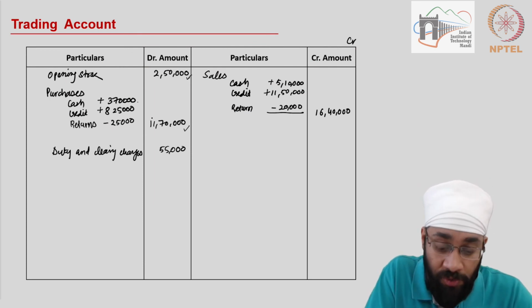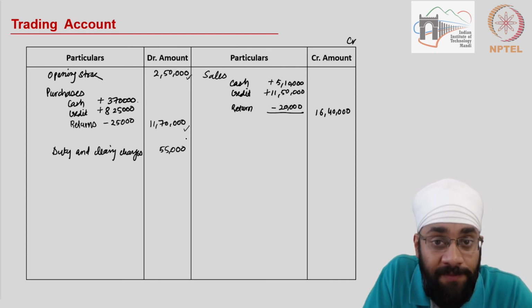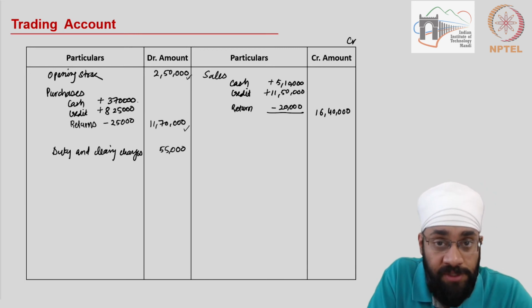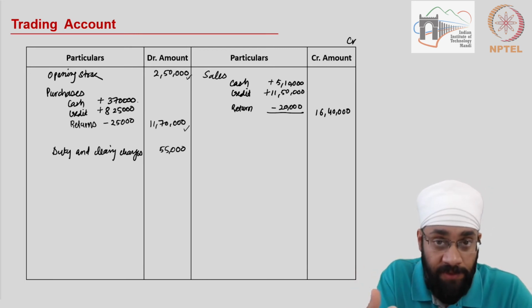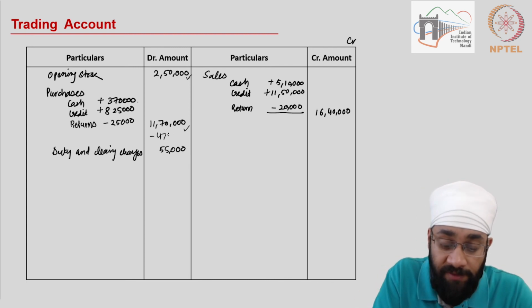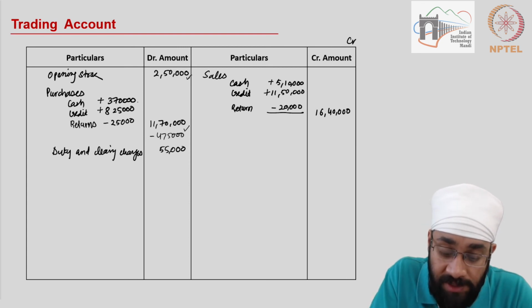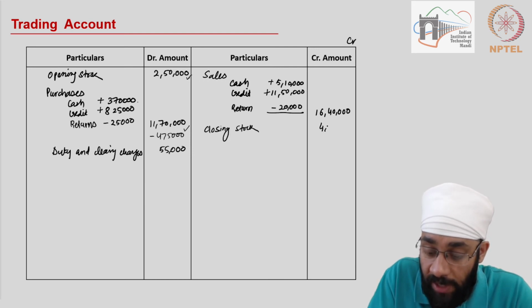So ideally what you should do is add both these and say minus 4,75,000. Okay. However, the convention is not to deduct that on the debit side. In order to have the same effect, the effect that we want to have here is we want to deduct 4,75,000 because this is unsold. All right. Instead of doing this, we can write closing stock on the opposite side. Closing stock and the amount 4,75,000.